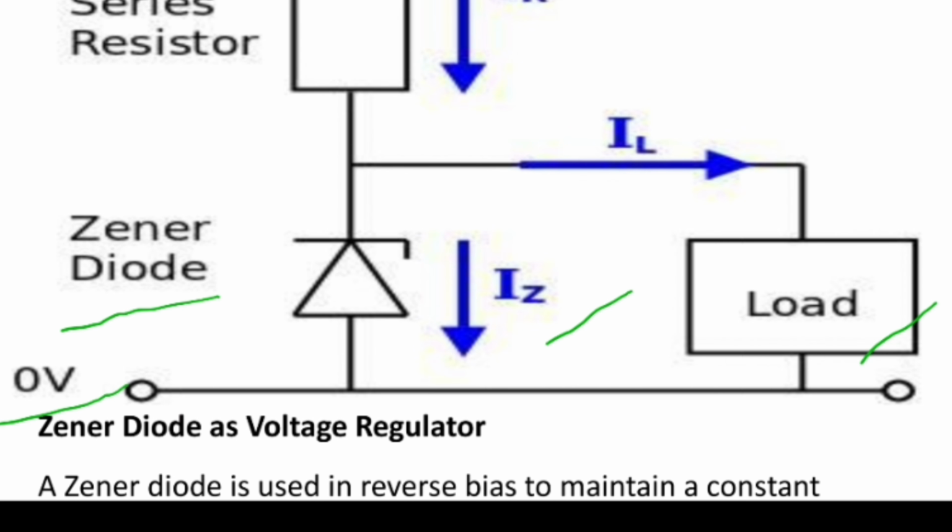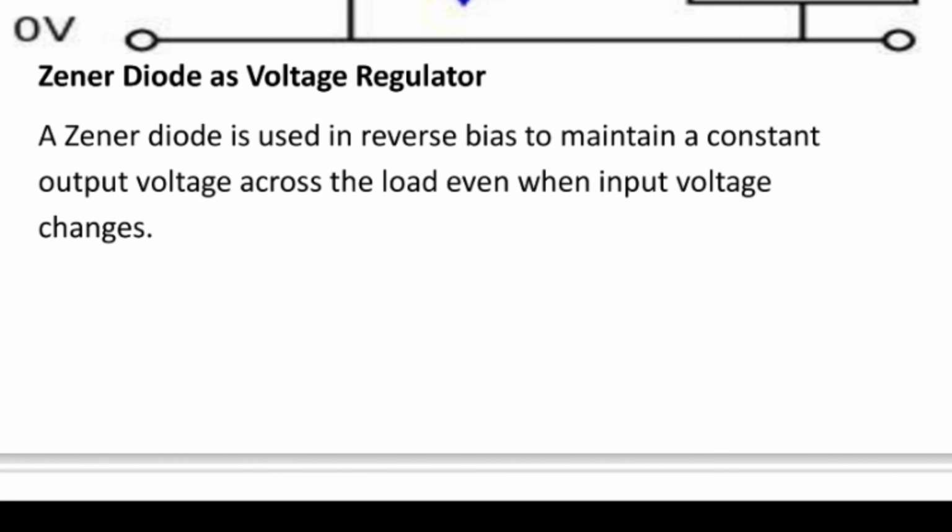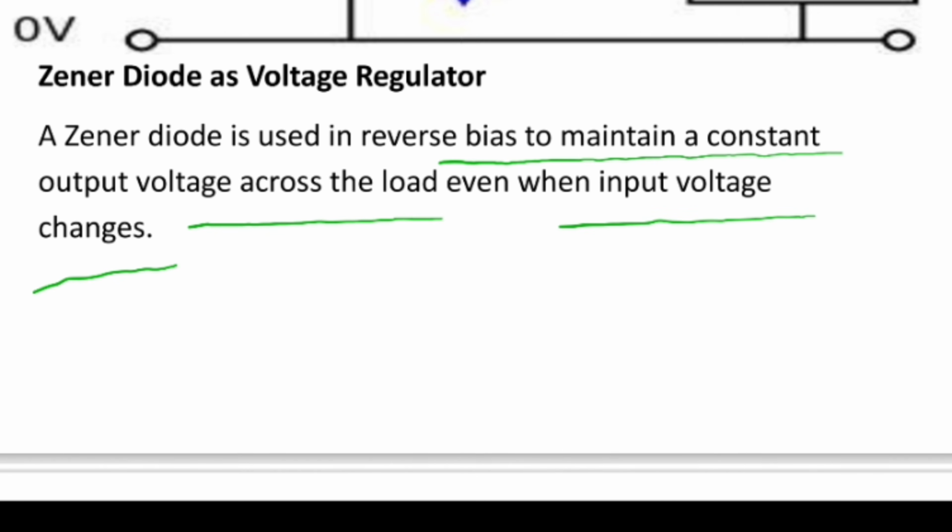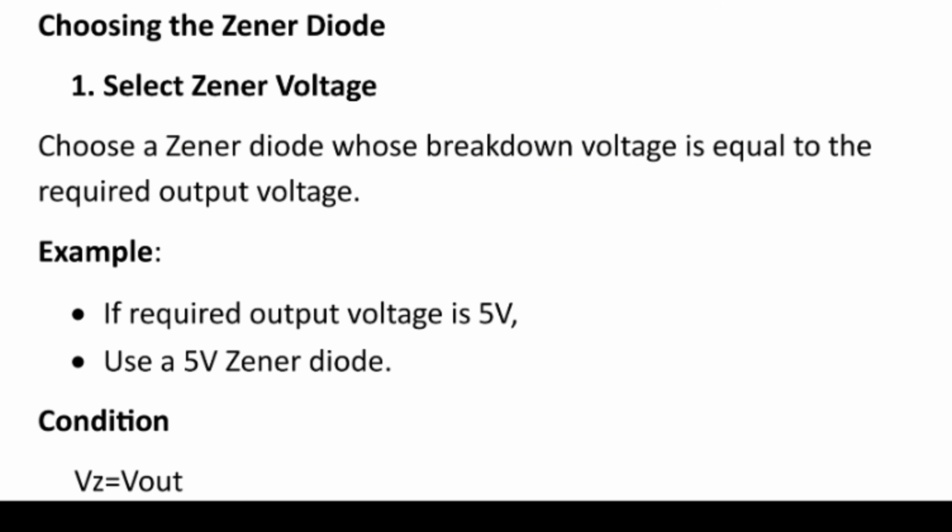How will the Zener diode regulate the voltage? This Zener diode is used in reverse bias to maintain constant output voltage across the load, even when the input voltage changes. It will be maintained constant until the load changes. Why are we choosing a Zener diode?